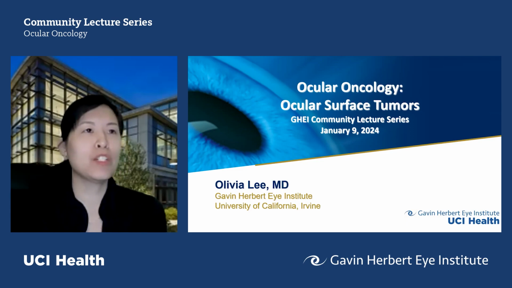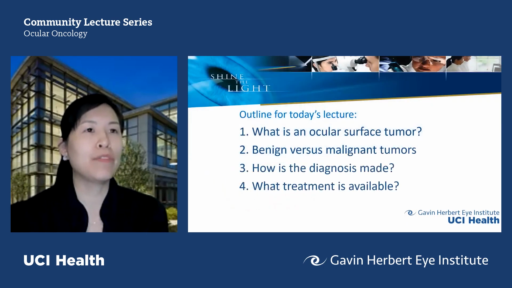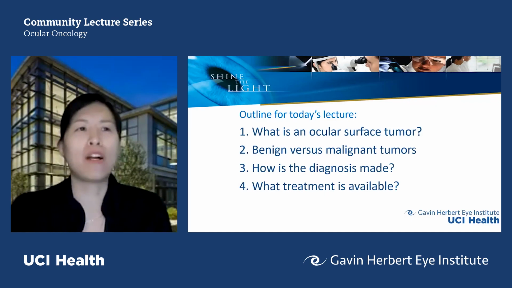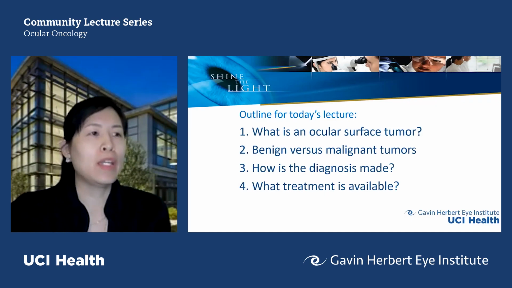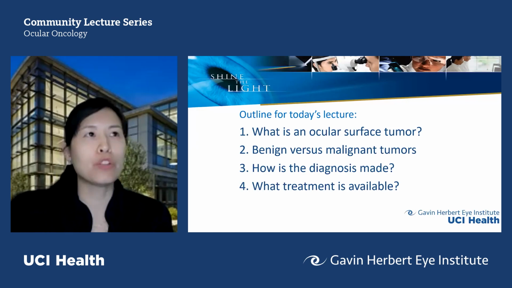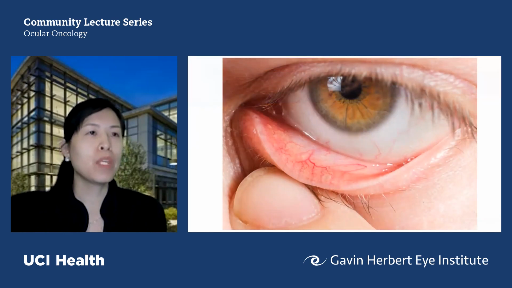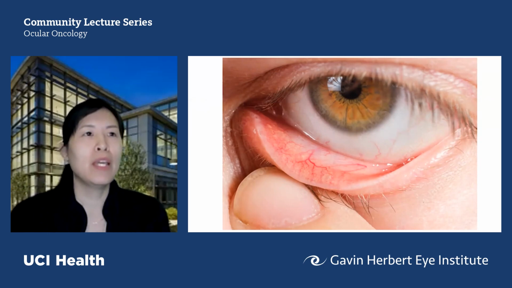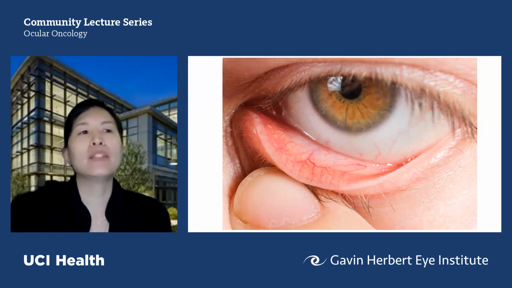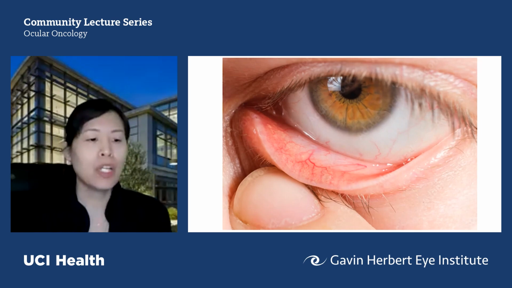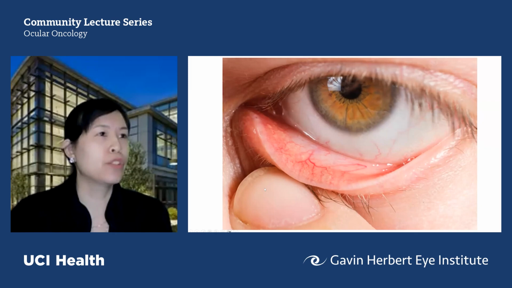So we're first going to start with the surface of the eye, and here's the outline for my part of today's lecture. Number one, what is an ocular surface tumor? Then we're going to talk about benign versus malignant tumors, how we make the diagnosis, and a little bit about treatment. When we talk about the surface of the eye, you could just think about it as any part of the eye that is not inside the eye, but the air can touch. That's what we call the ocular surface.